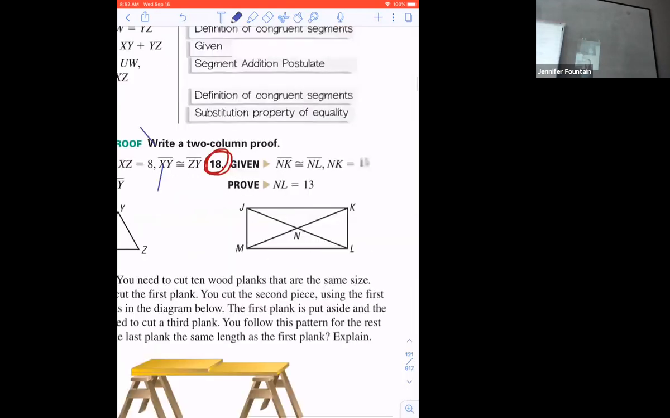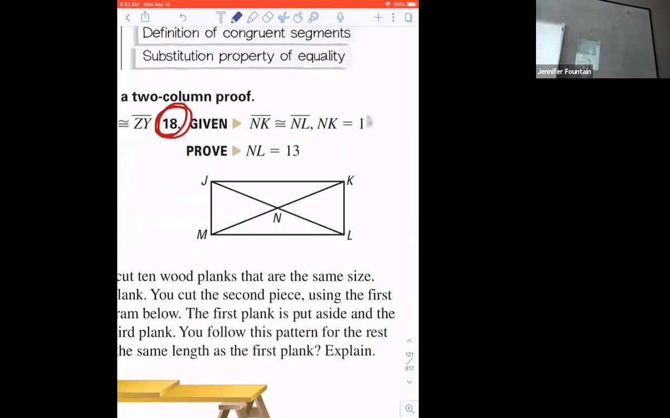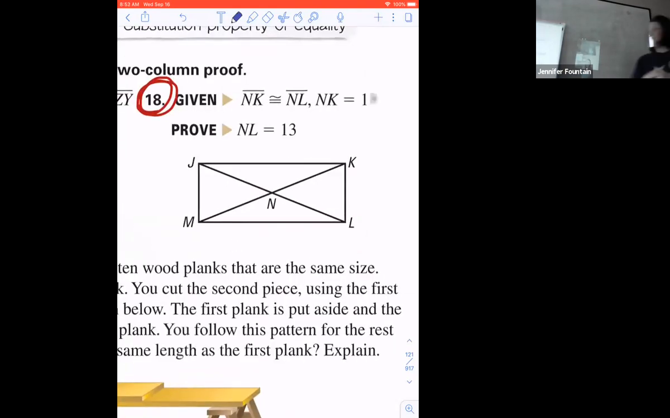All right, so number 18, we needed to try our hand at writing our own proof for this one. And so we have the given that segment NK is congruent to segment NL, and that NK is equal to 13. So we have to prove, yes.